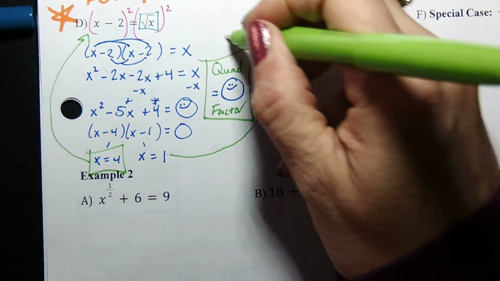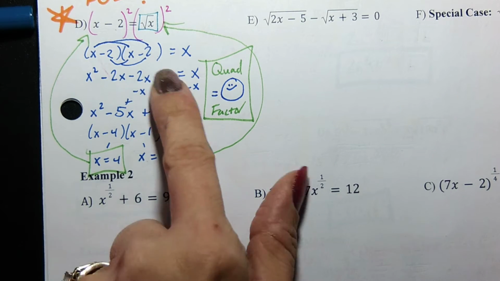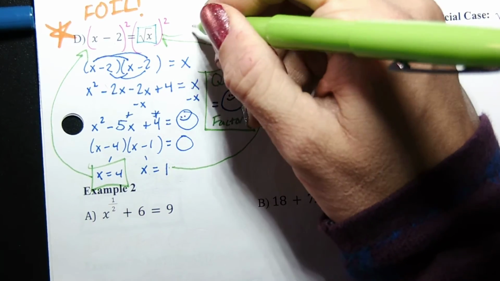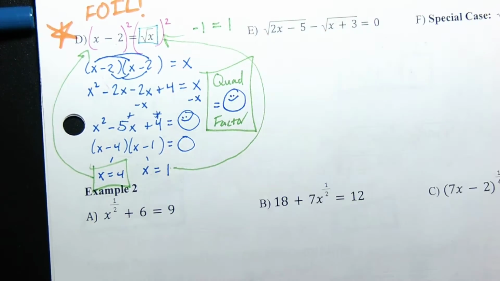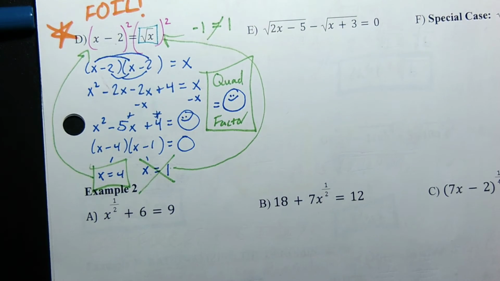And then I plug in 1. 1 minus 2 is negative 1. And then the square root of 1 is positive 1. Folks, does negative 1 equal positive 1? That's a no. So 4 is my only solution. 1 is extraneous. You don't have to label it extraneous. You can just cross it off to show that it does not work.